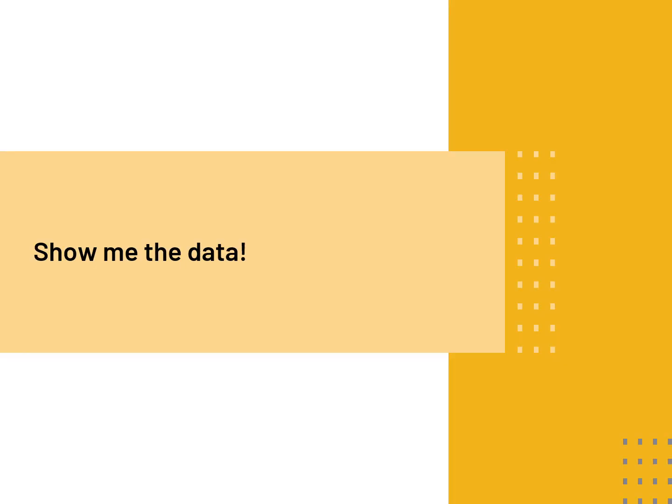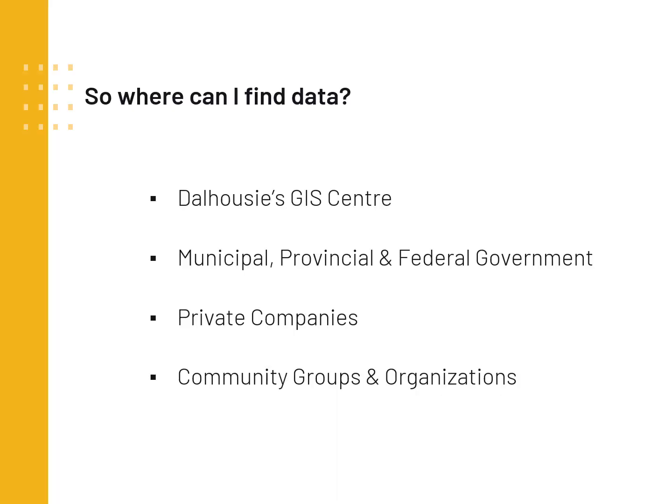So now that we learned a little bit about geospatial data and what sorts of things are important in it, where do we go looking for it? Show me where the data is. So where can I find GIS data? Well, you can certainly talk to the GIS Centre. You can also go looking on municipal, provincial, and federal government websites. Private companies sometimes sell data, as well as community groups and various organizations. So it never hurts to take a look at their webpage and or do some searches with the term GIS data.